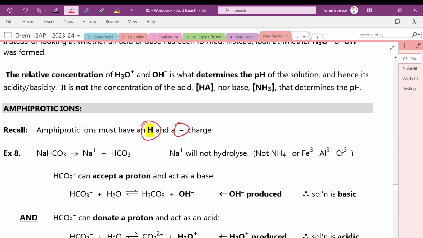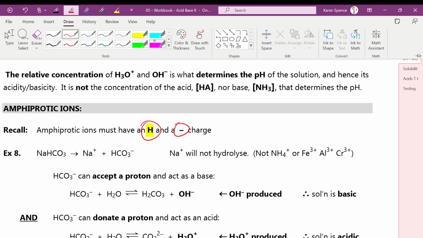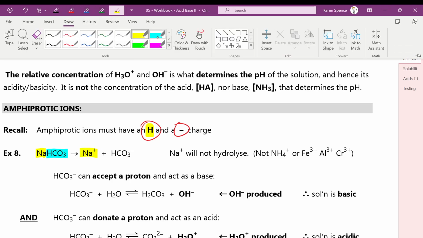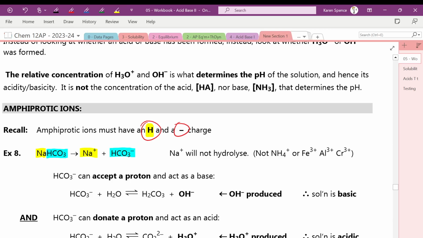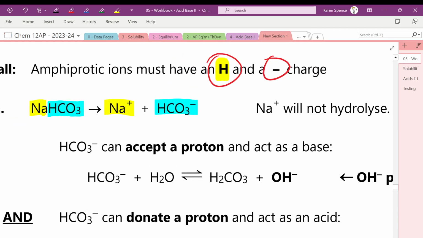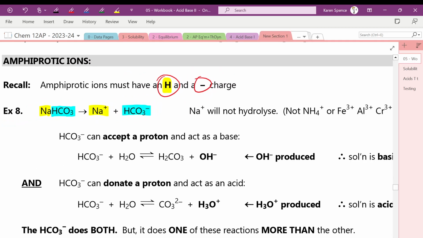So if our salt is NaHCO3, will the sodium hydrolyze? No. Why will it not hydrolyze? Because it's not one of the ones that does. It's not ammonium or one of the other cations that hydrolyze. Okay?